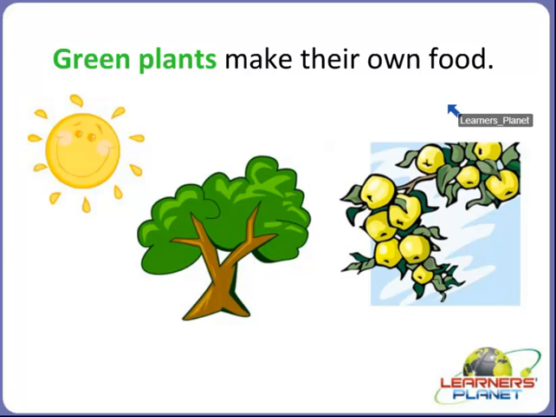Children, we will now study about the green plants. Children, green plants make their own food with the help of sunlight, air and water. And children, we can see here that this is the green plant which makes food only during daytime. So we can see here that the green plants make their own food.